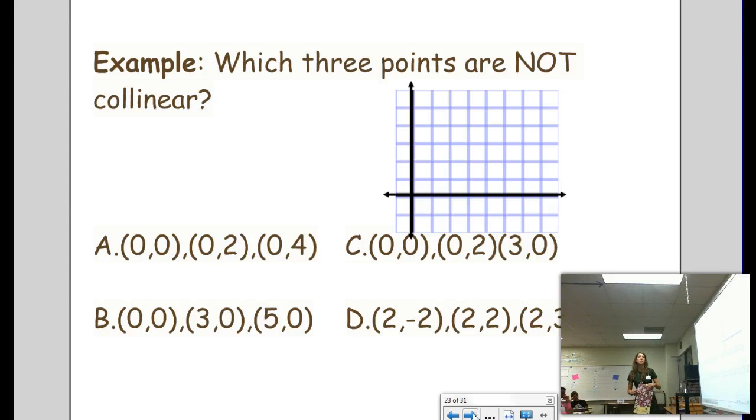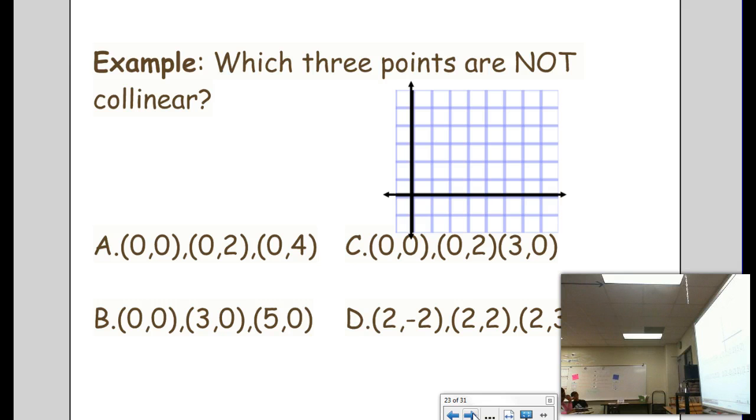Uh-oh, what's this called? Starts with a C. This is just from algebra. Coordinate plane. Oh my goodness. We have to use that again? So what I need you to do is plot those points. And we're going to find out which three are not collinear.